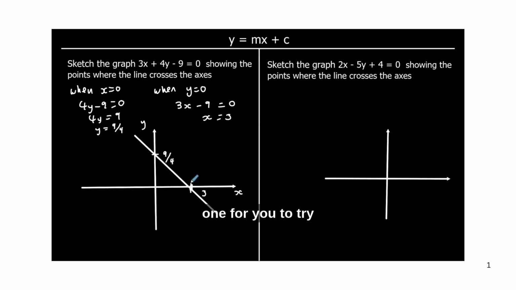Okay, one for you to try. So give that one a go. So we could put it in the form y equals mx plus c, or we could just substitute in x is 0 and y is 0. So when y equals 0, it crosses the x-axis. That would be 2x plus 4 equals 0. x will be negative 2.